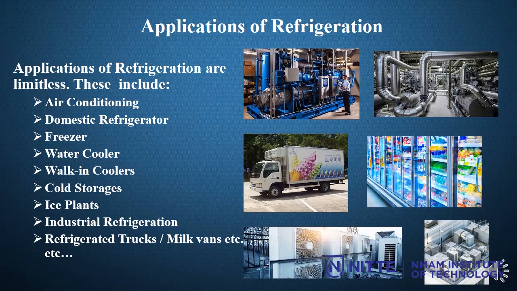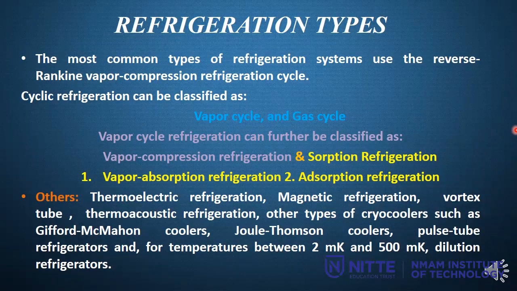Refrigeration systems have plenty of applications such as air conditioning, the simple refrigerator at home, domestic refrigerators, freezers, etc. There are many types of refrigeration systems based on the Rankine vapor compression refrigeration cycle. It can be classified as vapor cycle and gas cycles. Again, it can be classified as vapor compression refrigeration and sorption refrigeration. Sorption refrigeration can be again classified as vapor absorption refrigeration and adsorption refrigeration systems. There are plenty of other types of refrigeration systems.